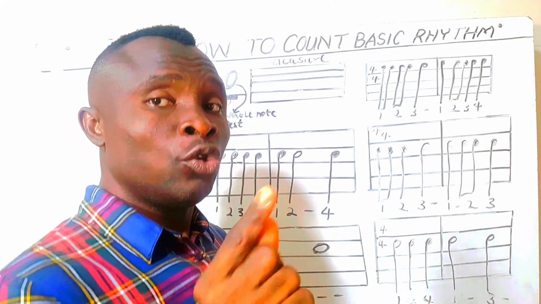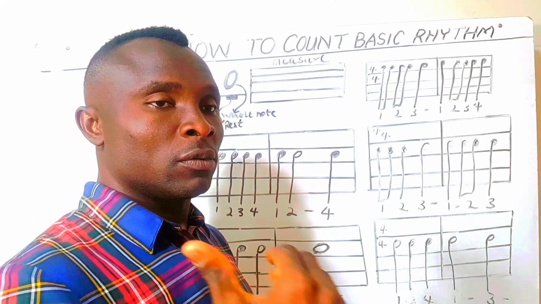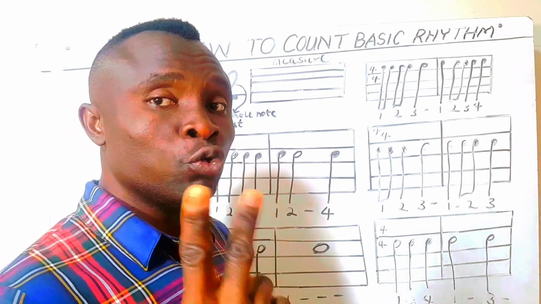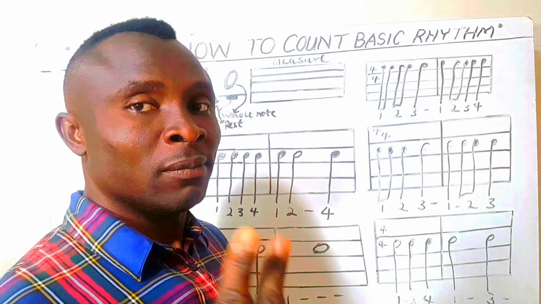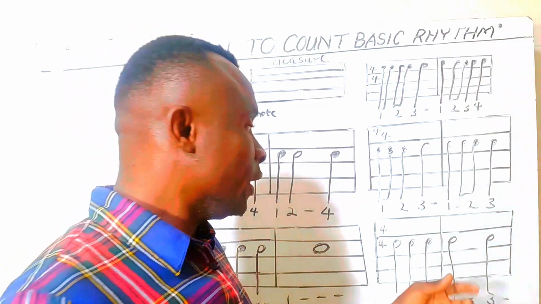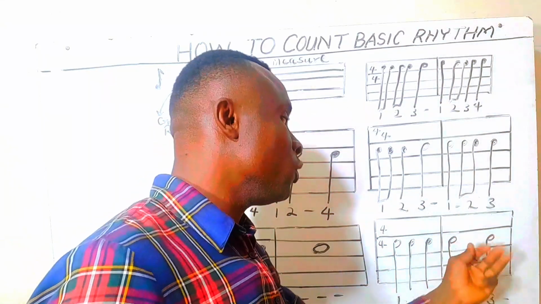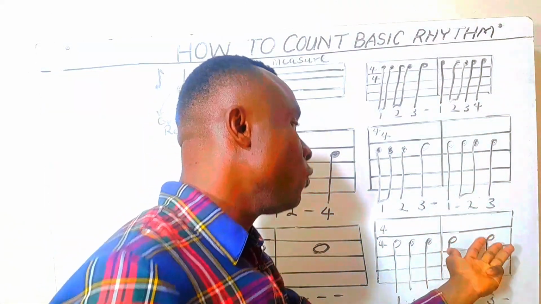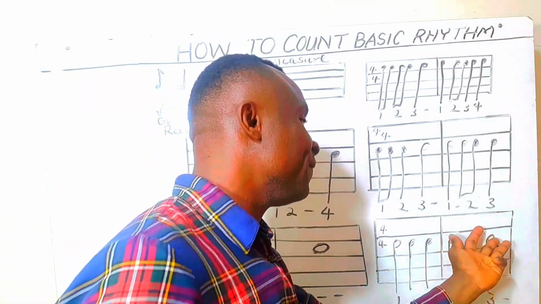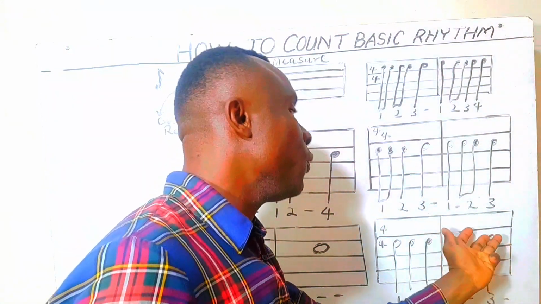So each of the do would carry the value of 2 beats, which made me drag it in that way. Do, do. 1, 2, 3, 4. Do, do.